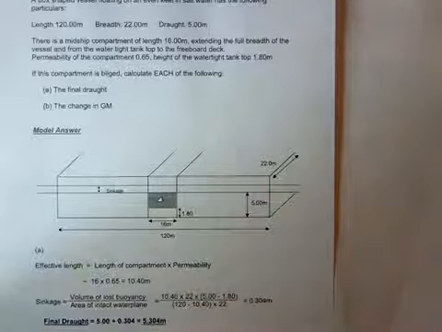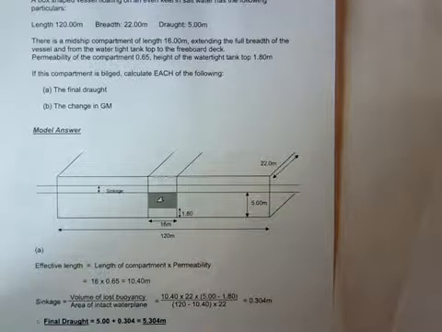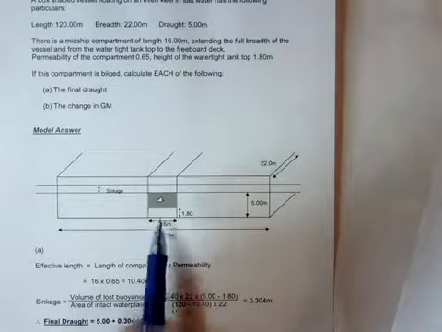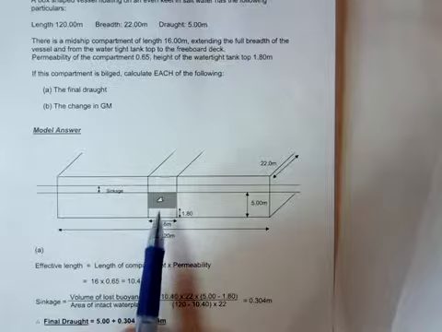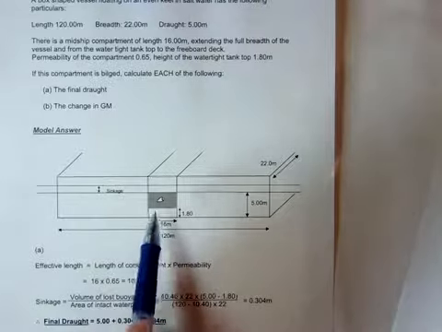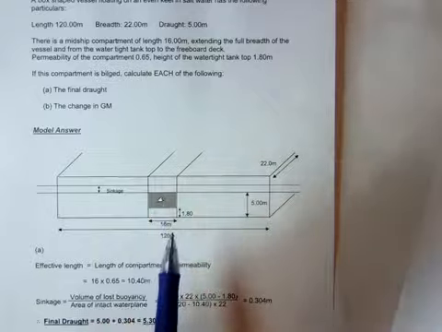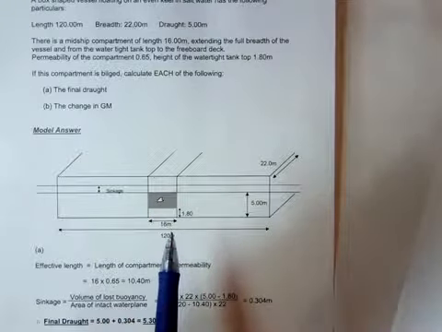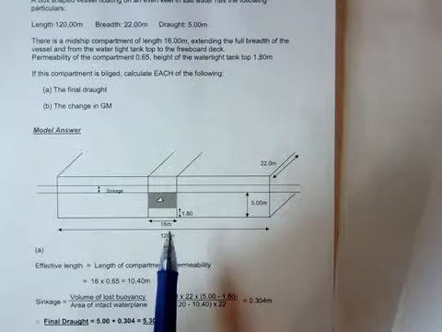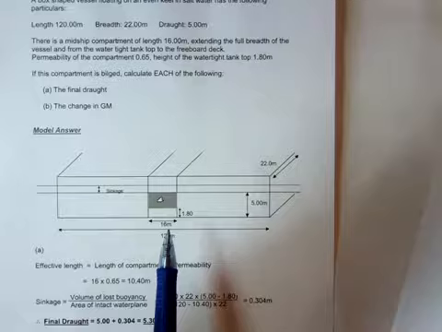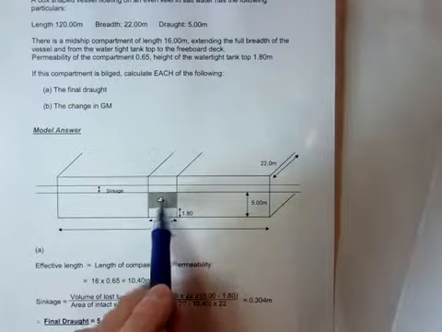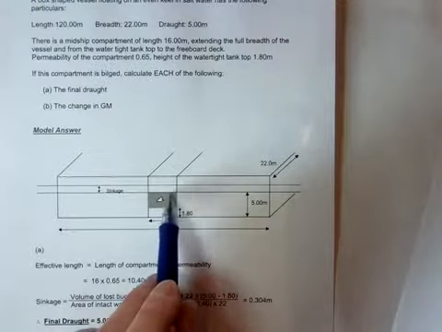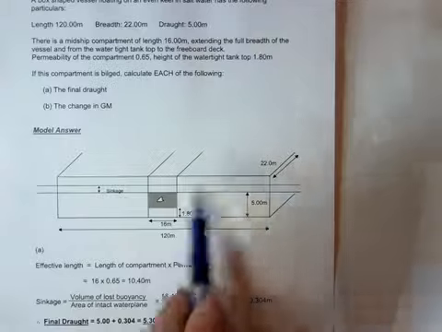We'll have a look at a bilging problem here where we have a box-shaped vessel, even keel, saltwater, with given length, breadth and draft, with a midship compartment, length 16 metres, extending the full breadth, and from the watertight tank top to the freeboard deck. The compartment has a permeability of 0.65, and the height of the watertight tank top is 1.8. So we've got 1.8 here, then we've got the compartment that's bilged from that 1.8 up to the draft mark. Now, always important to draw a sketch.